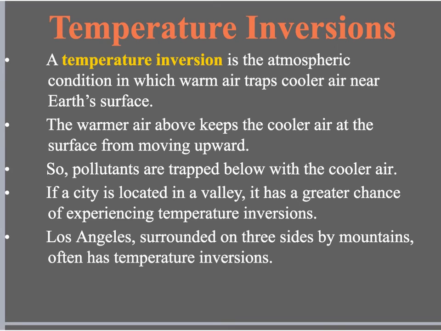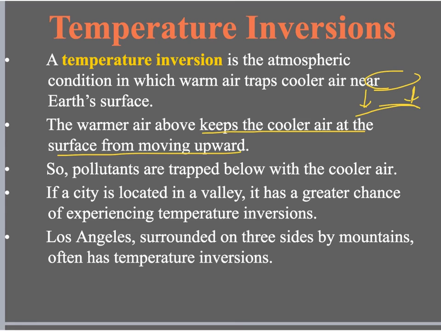The result of this is something called a temperature inversion. When you have smog, a temperature inversion can result. A temperature inversion is the atmospheric condition in which warm air traps cool air near the Earth's surface, right? If we think about the layers of the Earth, if you have a layer of warm air, you can trap that cooler air below it. It's an inversion because it's the opposite of what we think. Usually you expect cool air to warm up and rise, but it's trapped and prevented. The warm air above keeps the cooler air at the surface from moving upward. So pollutants get trapped below, okay?